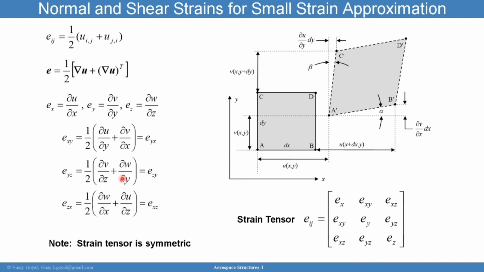And now I can repeat the exercise for the 2 other directions. And you also want to realize here that the strain tensor is also symmetric. Not only do I have the diagonal components that are related to stretching of the material, the off-diagonal components are related to shearing of the material.